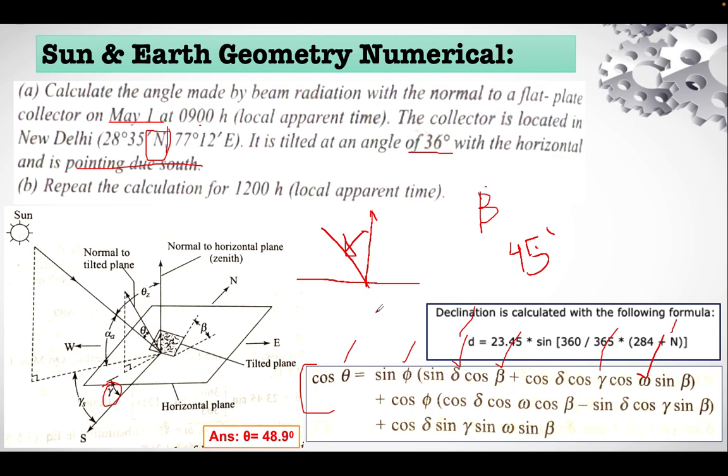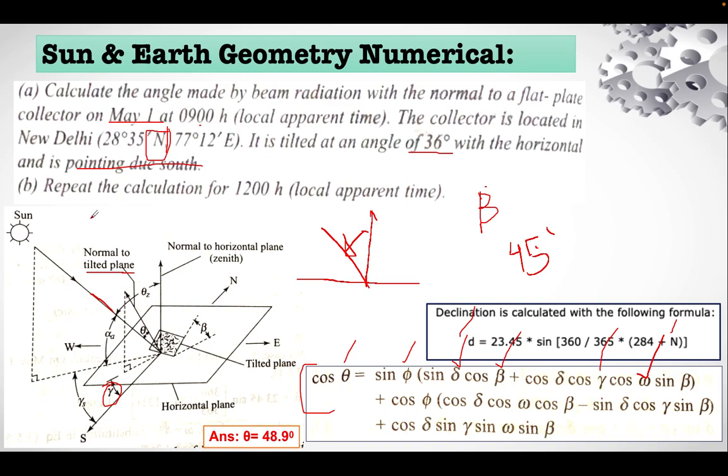Sometimes it is asked as the angle made by the beam radiation with the normal to the flat plate. That is the definition of the incident angle, because this one is the normal to that flat plate collector, and this is the solar radiation. So the angle made by that radiation with the normal of the flat plate collector is what we have to calculate, meaning the incident angle.